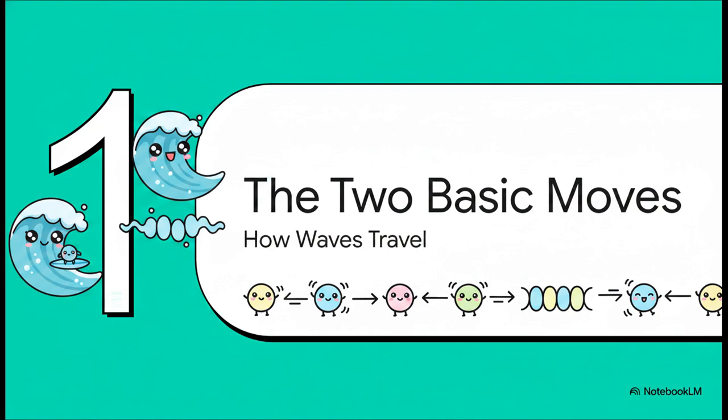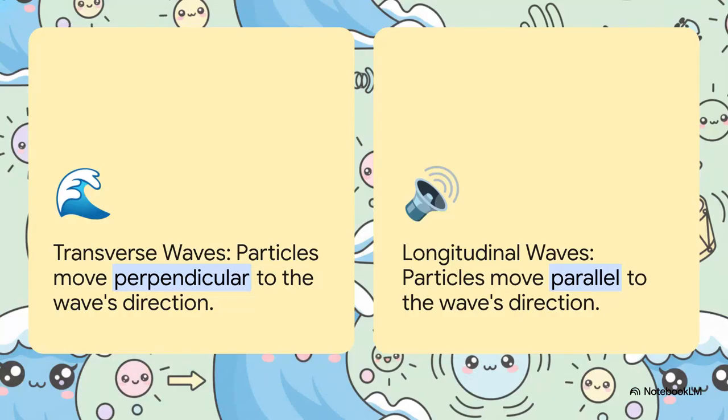Well, it turns out there are really just two basic ways, two fundamental moves that waves use to get from point A to B. And it all boils down to how the particles of the medium, the actual stuff the wave is moving through, get jiggled around. And these two moves have names, transverse and longitudinal. The only thing that separates them is the direction the particles are moving. Are they moving up and down, perpendicular to the wave's path? Or are they moving back and forth, parallel to it? That's it. That's the key difference.